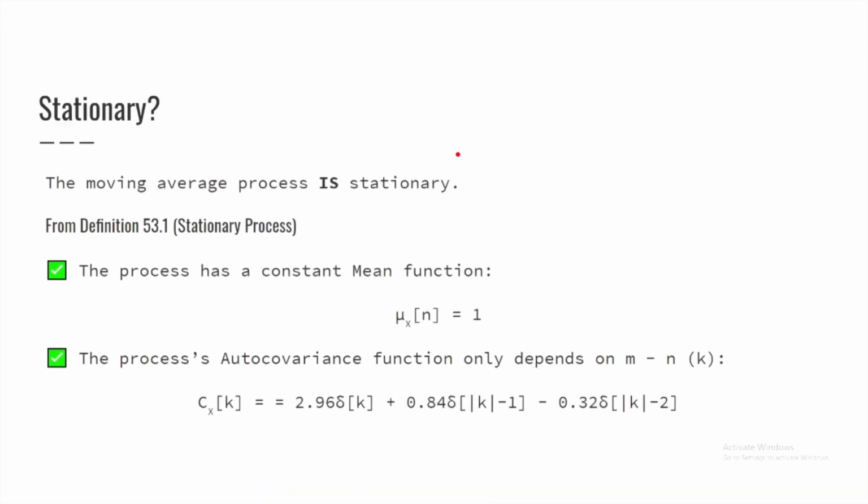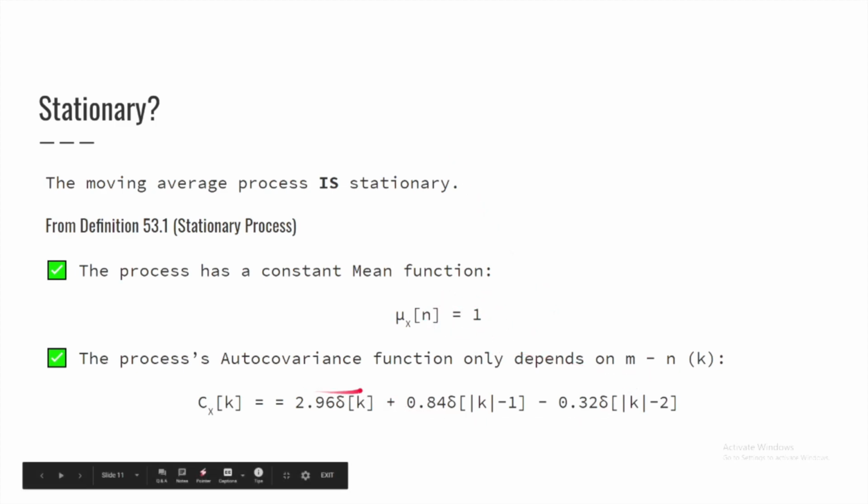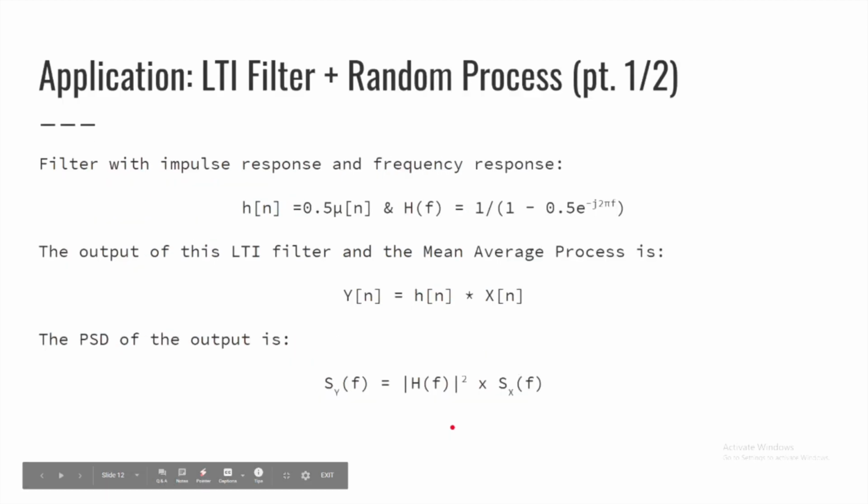We can see that this process is stationary. The mean function we found is in fact constant, and the autocovariance function can be expressed in terms of only m minus n.